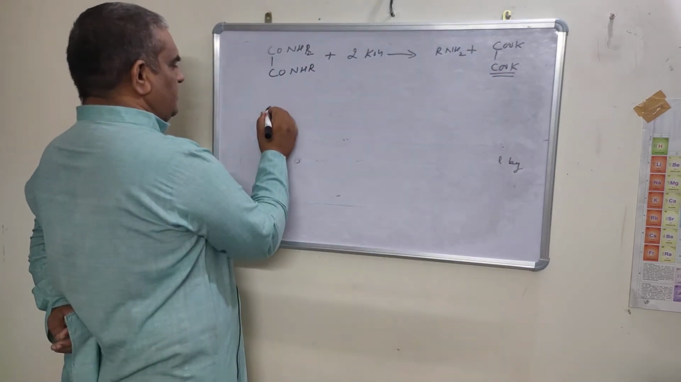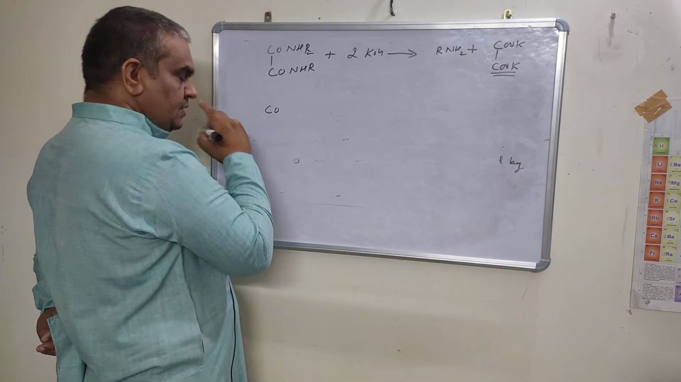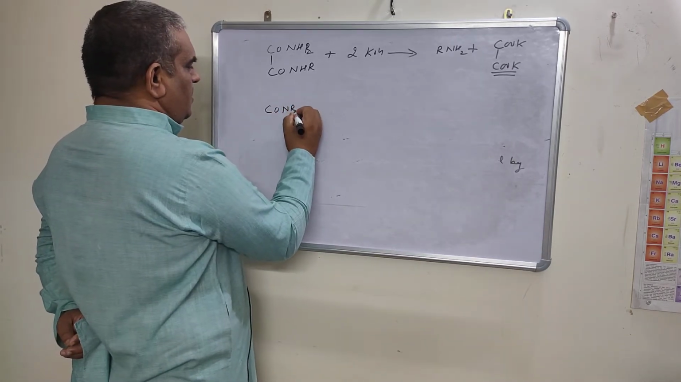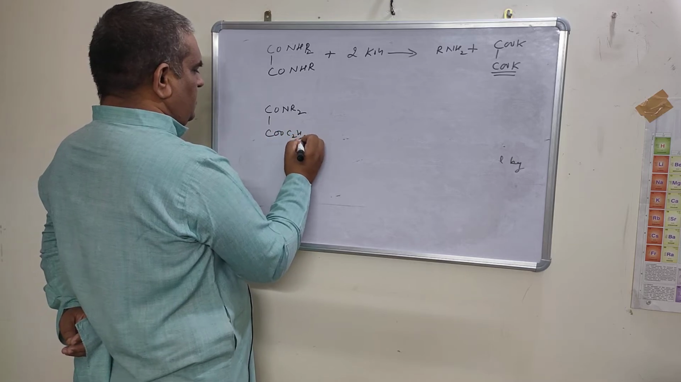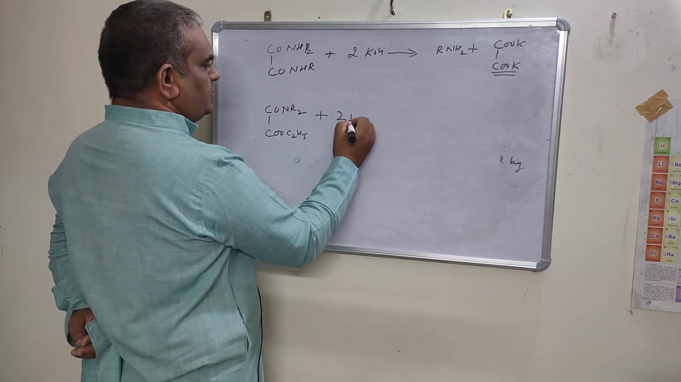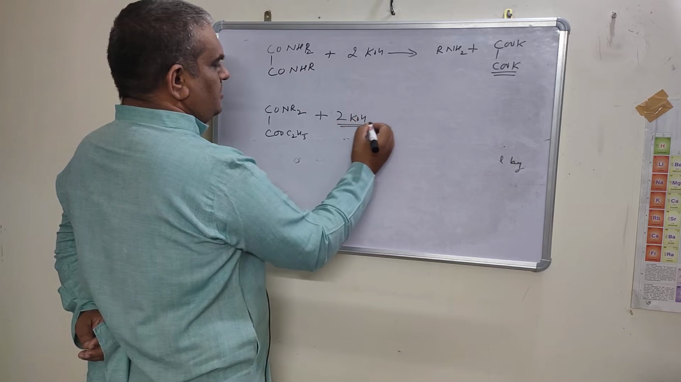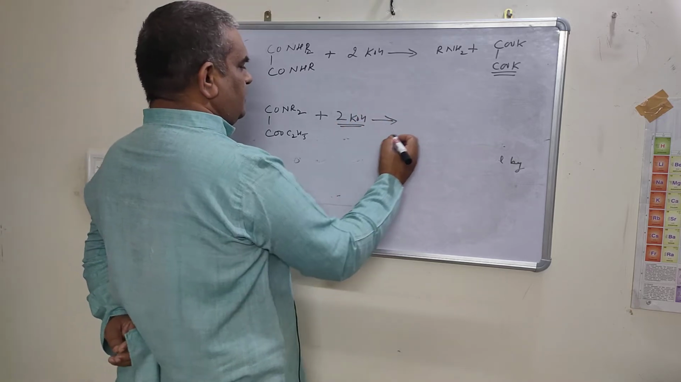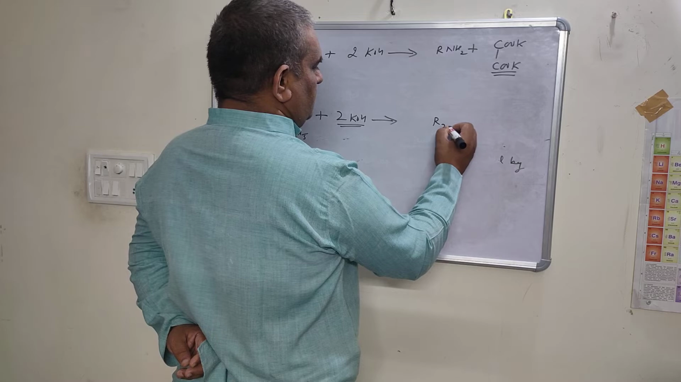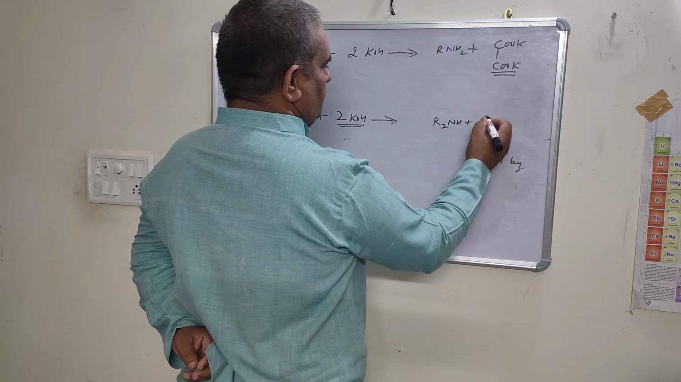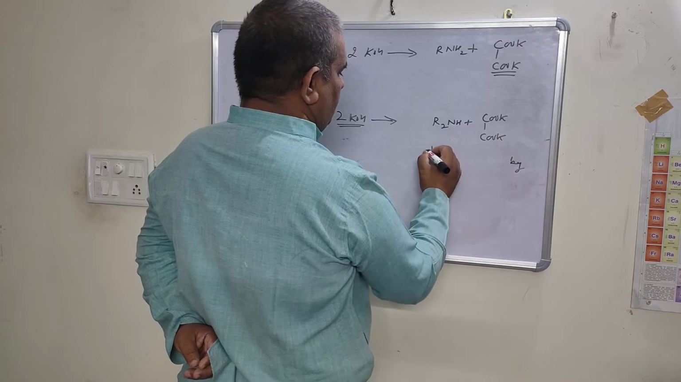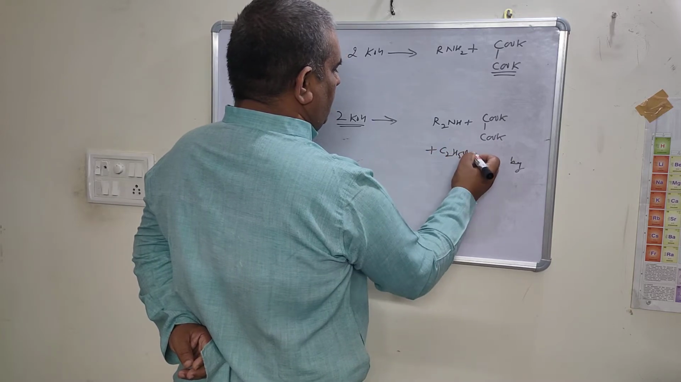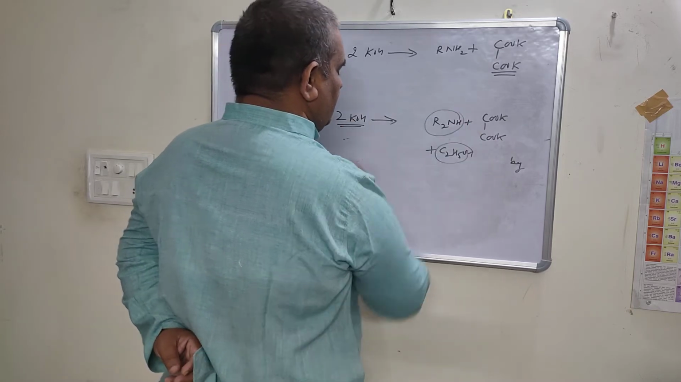Secondly, this oxamic ester reacts with potassium hydroxide to regenerate secondary amines, along with potassium oxalate plus ethyl alcohol, and the secondary amine is recovered.